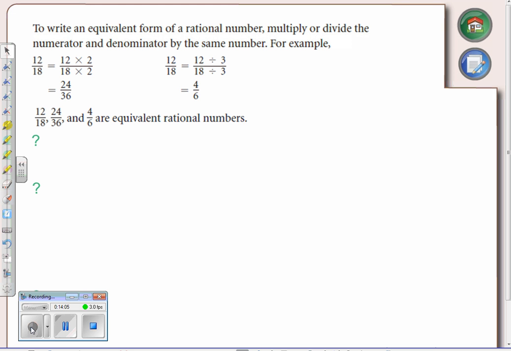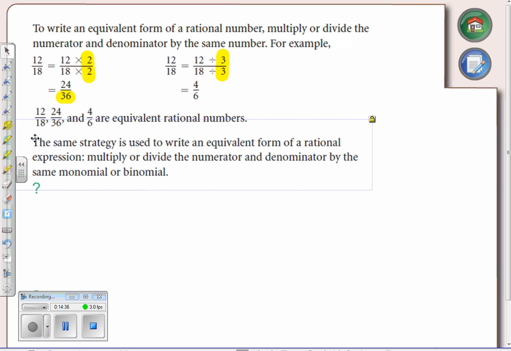Okay, so to write an equivalent form of a rational number, multiply or divide the numerator and denominator by the same number. For example, 12 over 8, I can change that and get to 36 by multiplying by 2, as long as you're multiplying by a form of 1, or dividing by the same thing. You can either multiply or divide by the same. And those three are all equivalent fractions.